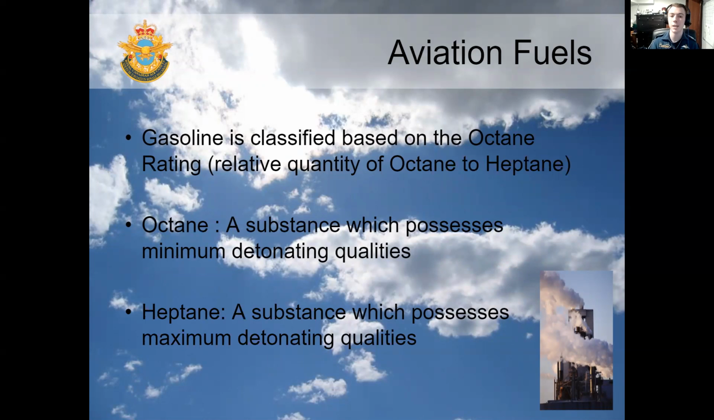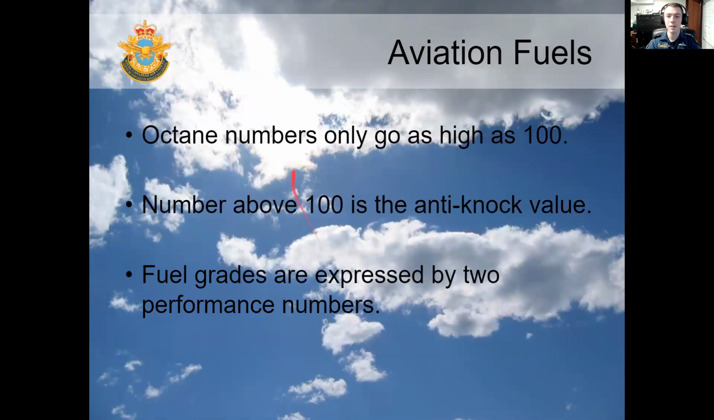Aviation fuels. So we've got a couple different types of those. How we classify them is based on octane and heptane, and their relative quantities to each other. Octane has minimum detonation qualities. It's actually more stable, and heptane is more unstable, and so it's more prone to detonation. It will ignite quicker, and you need to have a good balance. You don't want your fuel to ignite too forcefully, but you don't want it to not ignite at all and lose that engine power. So octane numbers go up to 100 because it is a ratio. If you see a number such as 108, that 8 is the anti-knock value.